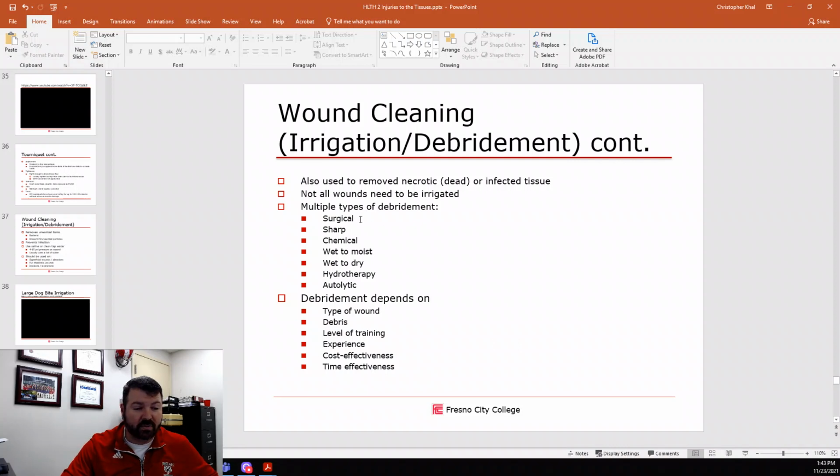There's surgical, which is them just going and cutting it out. Same with sharp. There's chemical debridement, using different chemicals to get rid of that dead necrotic tissue. We're going to talk about what to moisten, what to dry. Hydrotherapy. There's autolytic. A number of different types, and there's more than this. So it really depends on the type of wound, the type of debris that's in there, the level of training of the personnel, experience, cost, and time. This really is a big factor for all of these.